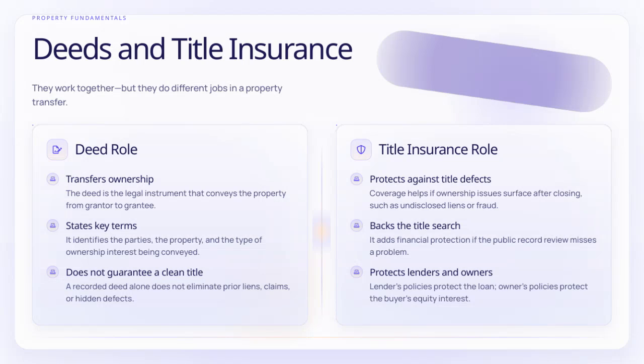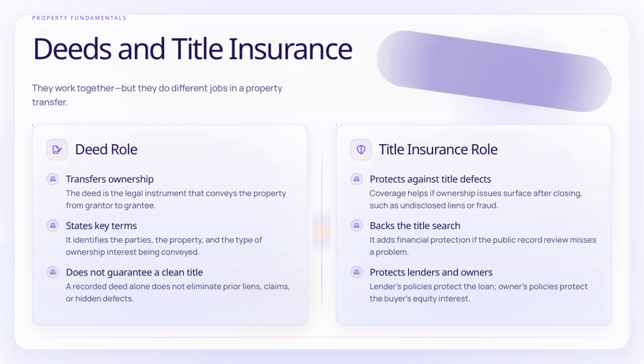Let's talk about the role of a deed and title insurance in property transfers. The deed is the legal document that transfers ownership from the grantor to the grantee. It clearly states key terms, identifying the parties involved, the property itself, and the type of ownership interest being conveyed. However, it's important to understand that a deed does not guarantee a clean title. Even a recorded deed doesn't eliminate the possibility of prior liens, claims, or hidden defects on the property.